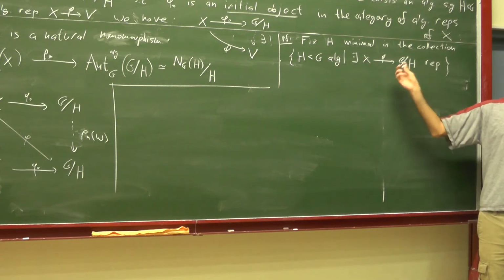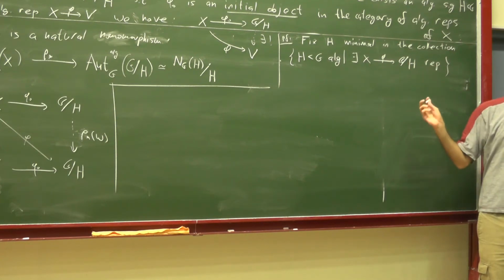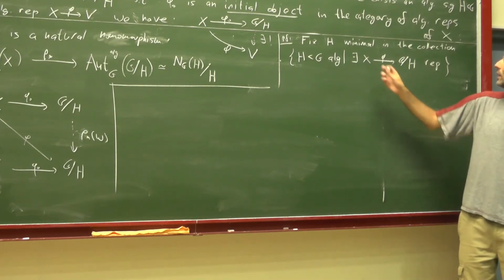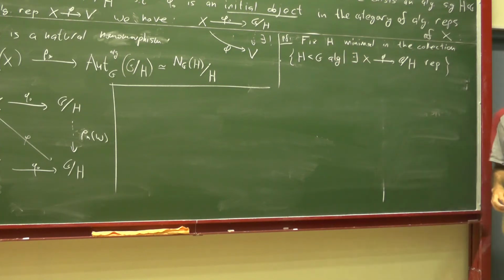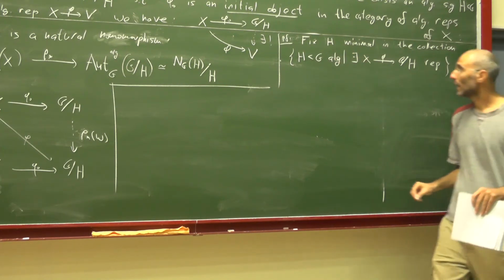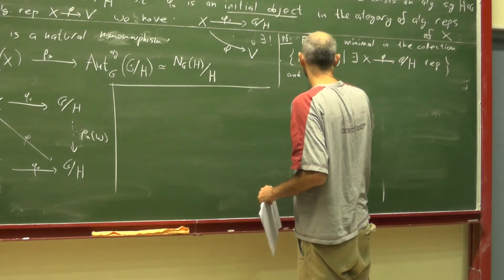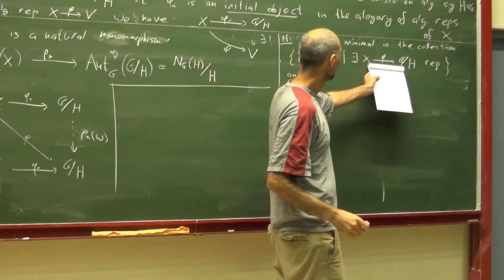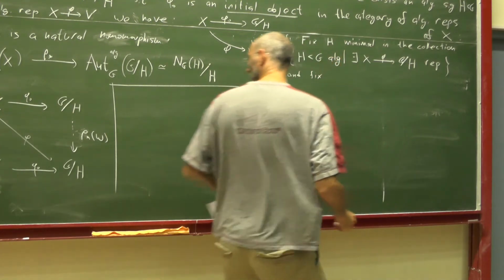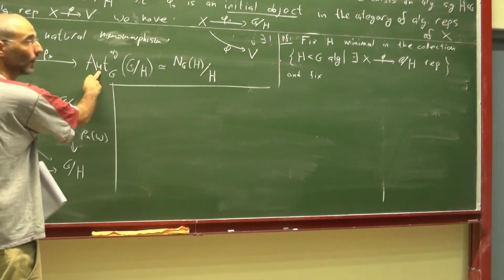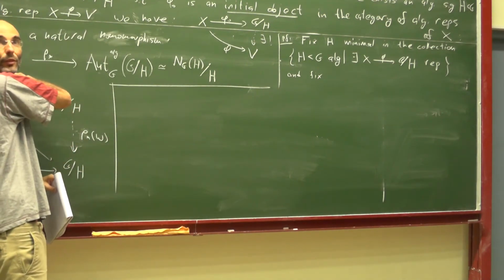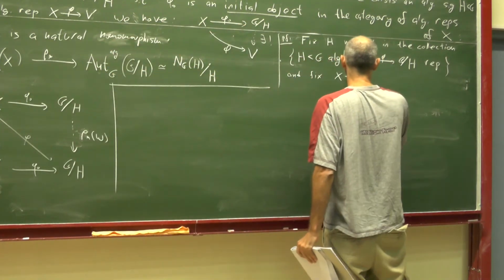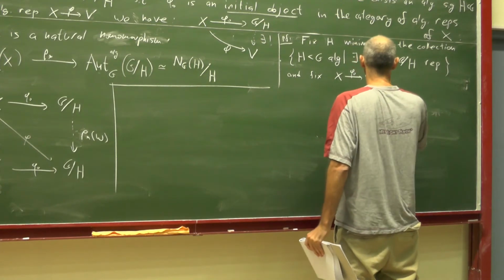Can you see one element which is obviously there? G itself, right? I can always map to the one point. So this is a non-empty collection, and by minimality, I have a minimal H. This would be the H of the music. And fix, now, then there might be more than one map from this X to this G mod H. Somehow, every automorphism here will give one, every automorphism of that one will give another. Fix one, call it phi naught.